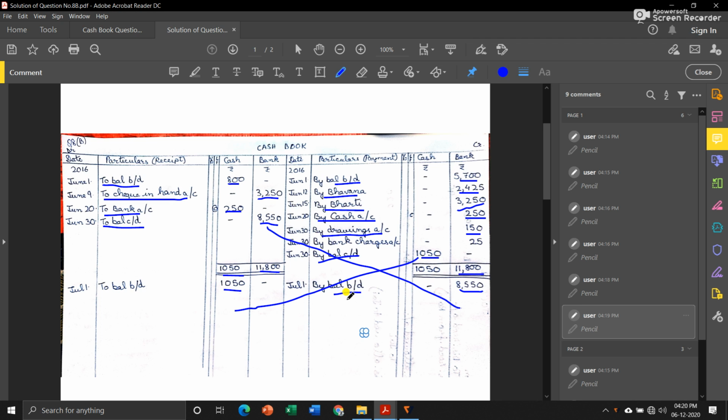It is not compulsory that both the balance carried down will come on one side. Okay, in some questions it might happen also that you get one balance carried down on one side and another balance carried down on another side. So I hope you understood this question, and in our next session we will solve another question. Thank you.